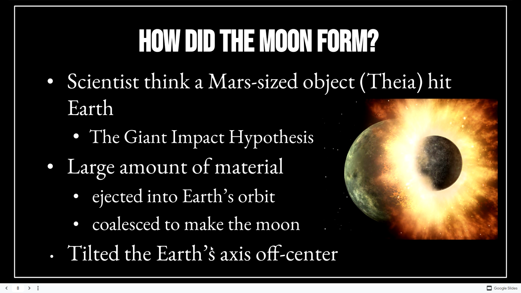They call it the giant impact hypothesis, and they also think that this is the reason that Earth's axis is off center, because when the impact hit, it knocked us off kilter a little bit.